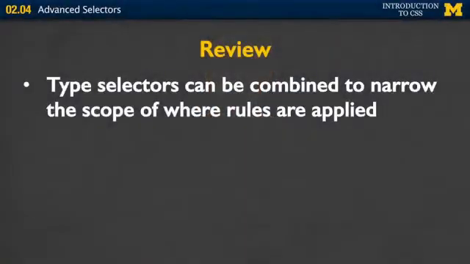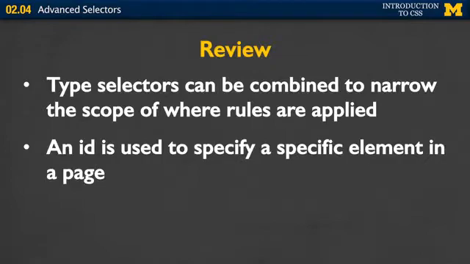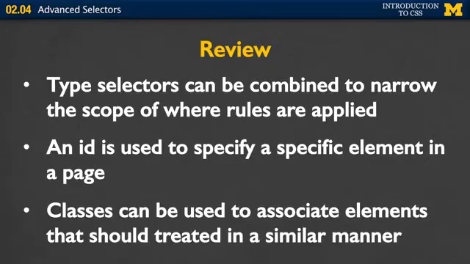All right, we've covered a lot, and I'm hoping I didn't overwhelm you with this video. I just want you to remember that when we do type selectors and the kind of things I'm going to have you do in this class, we usually are adding them to narrow the scope of where rules are applied. So we don't want to style everything, we only want to style certain things. An ID is used to specify a specific element in a page, and classes are used to associate elements that tend to have a similar look.